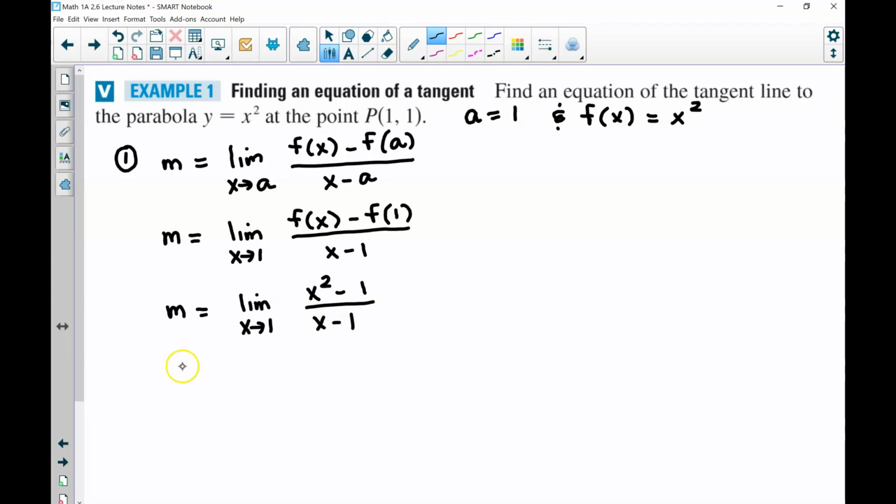Okay, so now we're going to go ahead and evaluate this limit. But before we do that, we need to factor so we can simplify this a little further. So we can factor this by the difference of squares.